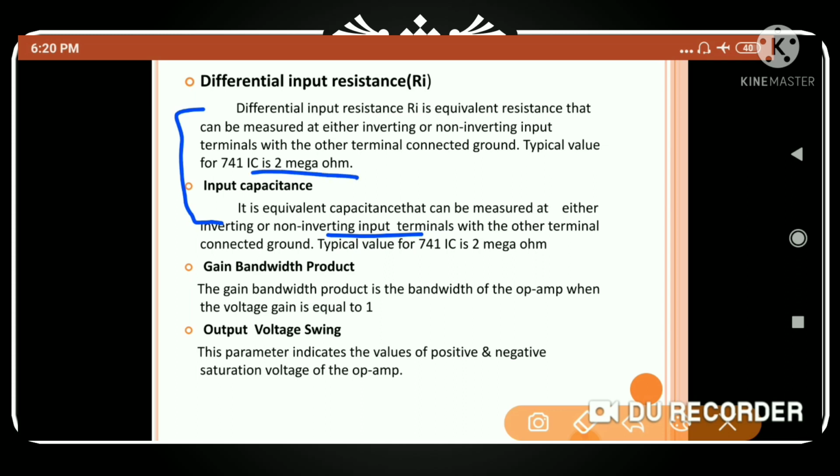And this is in the value of 2 mega ohm, and this is a little bit wrong here. This is up to 1.4 picofarad. You can write this in notes: 1.4 picofarad, that is capacitance.